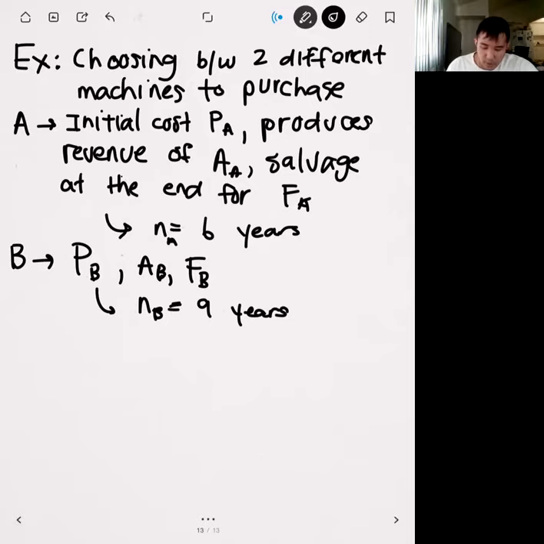And so we want to use present worth analysis to determine which machine is better. Obviously, we don't have numbers here, so we won't be able to determine exactly the present worth, but we can at least set up the equations and set up the cash flow diagrams in order to do so.